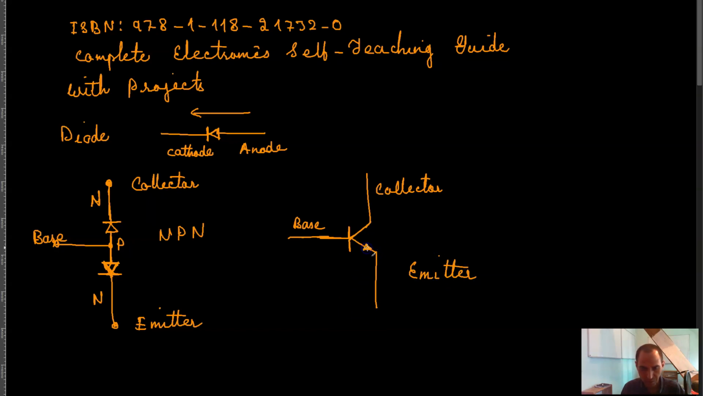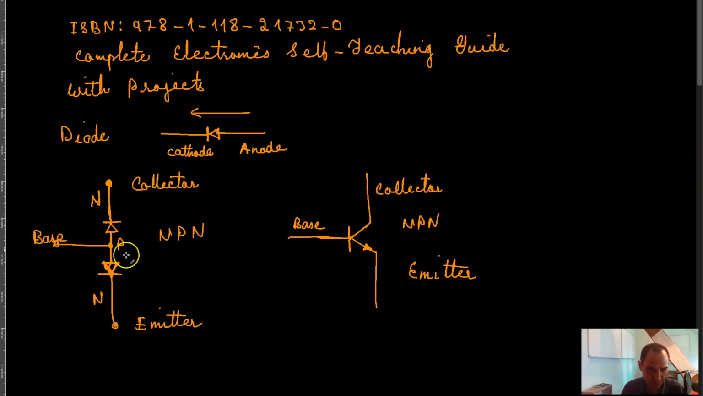And when the arrow is pointing outwards, that means that you have an NPN transistor. And so you can imagine that between the base and the emitter you have this diode over here, and between the base and the collector you have this diode over here. So then you know how to forward bias them, how to reverse bias them, and so on.